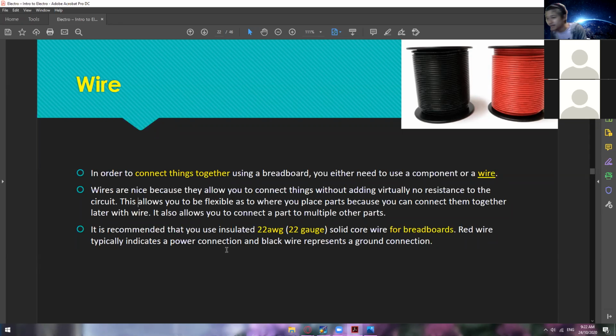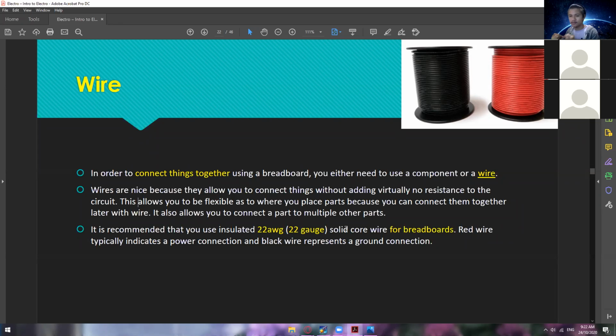The most recommendable wire for prototyping, or for putting in a breadboard, is a 22 gauge solid core wire. If it's smaller than that, it might overheat and it might cause some fire.